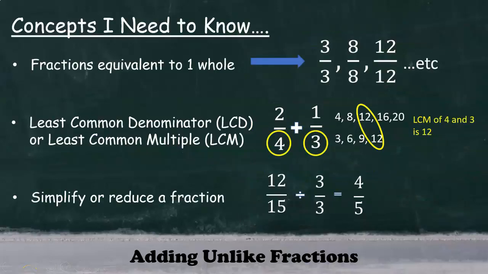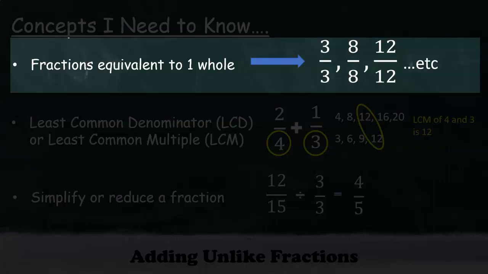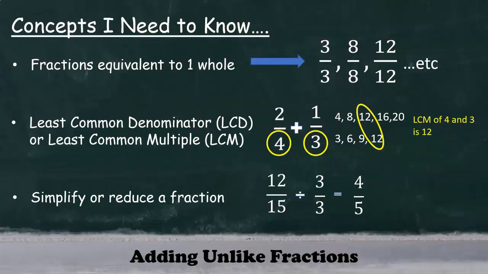Now, here are a few concepts that students need to know in order to be successful when adding unlike fractions. First, they must be able to recognize an equivalent fraction that is equal to 1 whole. As we see in the example here, 3/3, 8/8, 12/12, so on and so forth.